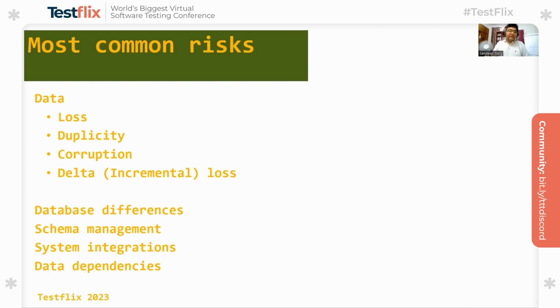and then we have the delta loss, which is the incremental data. Duplicity is one of the reasons that customers are concerned about data migration problems. Then the database differences, schema management, when the database gets changed from relational to NoSQL or NoSQL to relational or hybrid. System integrations, which is a classical case of this discontinuing support from Microsoft to 2012 servers.